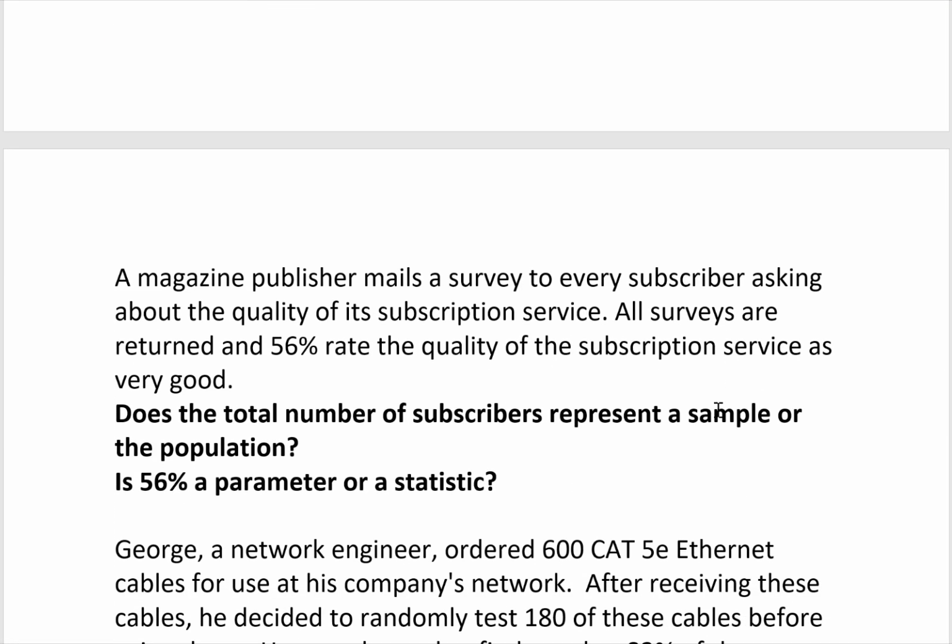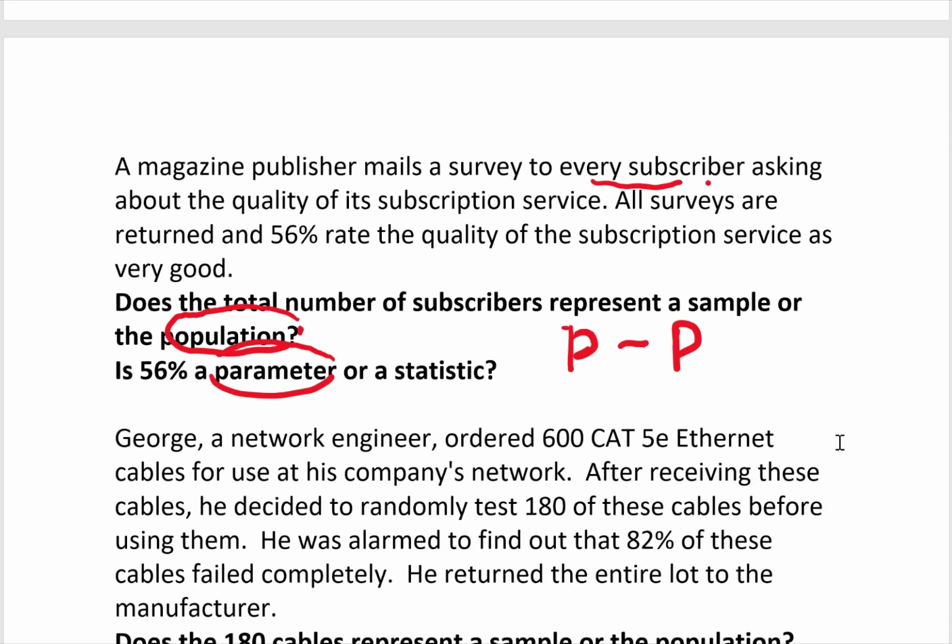A magazine publisher mails a survey to every subscriber asking about the quality of its subscription service. All surveys are returned, and 56% rate the quality of the subscription service as very good. Does the total number of subscribers represent a sample or the population? Every subscriber, that's going to be the population of the subscribers. And because we're then calculating something from the population, 56% is going to be a parameter. Remember, P, population parameter, goes with population, parameter population.